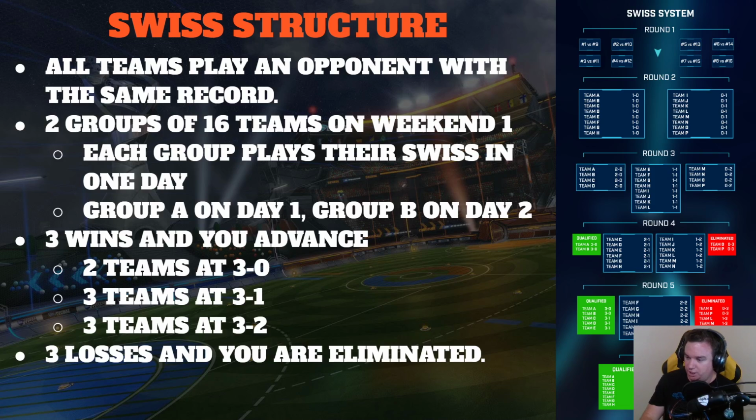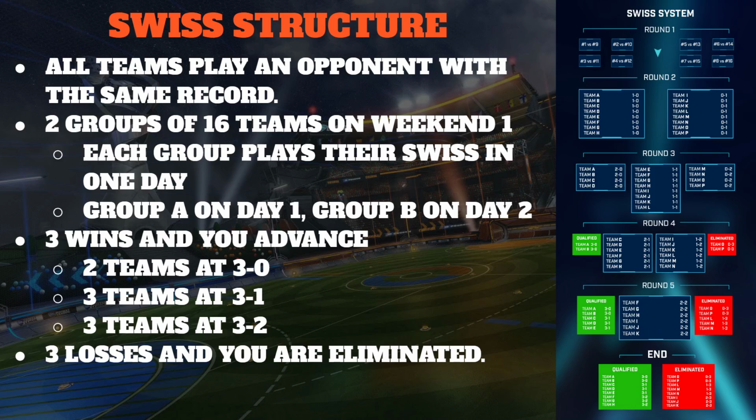I'll take away my cam here for a second so you guys can see what it looks like on the right side of your screen. Basically, the Swiss structure is there is a total of 16 teams in your group. They always play someone with the same record. So at the beginning of the round, you get your first round matchup. Don't worry about the seeds too much in this graphic on the top right. Generally, you just play pretty much anyone, and we'll talk about how we actually do our matchups. But you play anyone, then all the 1-0s play each other, all the 0-1s play each other, then the 2-0s, 1-1s and 0-2s, until you hit either 3 wins or 3 losses.